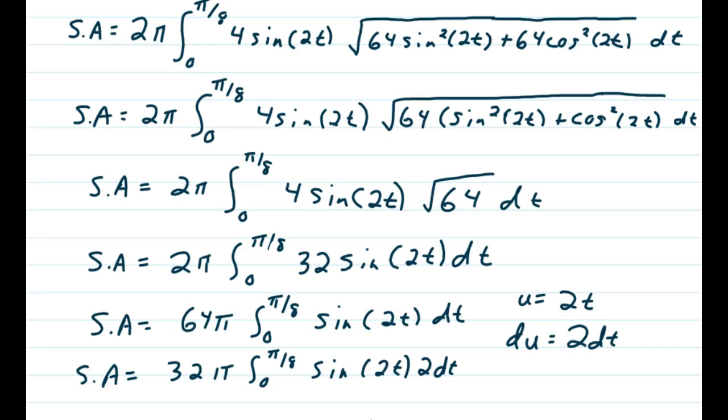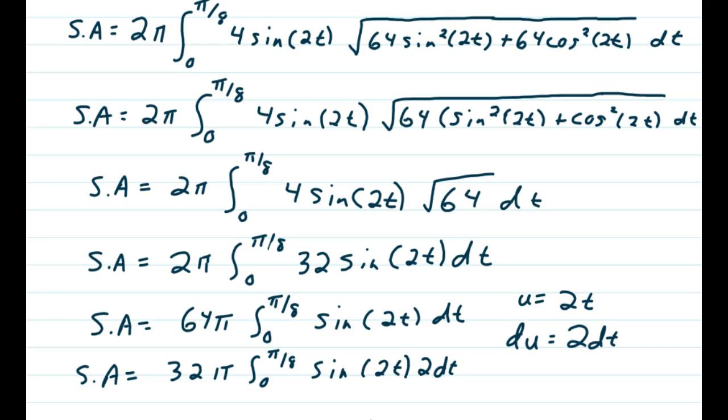So we get the surface area is equal to 2 pi, integral from 0 to pi over 8, 4 sine of 2t, and we get just the square root of 64, which of course is going to turn into 8. We multiply that by the 4, and we get 2 pi, integral from 0 to pi over 8, 32 sine of 2t dt. And bringing that out front, we have 64 pi, integral from 0 to pi over 8 of sine of 2t. And we have to have a little baby u substitution here. u is 2t, du is 2 dt. And so we have to put a 2 on the inside, put a half on the outside. So we get 32 pi, integral from 0 to pi over 8, sine of 2t, 2 dt.